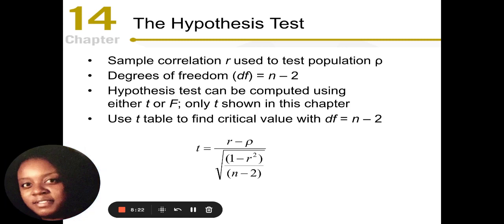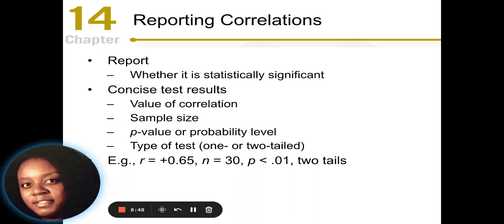For the hypothesis test, we use a sample correlation r to test the population, with the degrees of freedom being n minus 2. That hypothesis test can be computed using either a t or an F, with only the t shown in this chapter. You'd have to use the t-table to find the critical value with n minus 2 degrees of freedom. When we report correlations, we have to report whether it's statistically significant. That gives us concise test results with the value of the correlation, the sample size, the p-value or probability level, and the type of test, whether it's one-tailed or two-tailed.